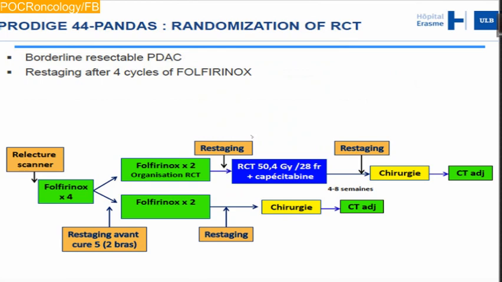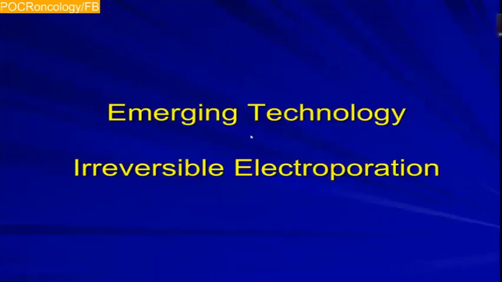This is a French trial, FOLFIRINOX chemo radiation versus FOLFIRINOX followed by surgery. So there's a lot of ongoing trials for neoadjuvant treatment. Hopefully, we will find a way. My approach is to start with FOLFIRINOX only, and based on the performance and the response of the patient, take him to surgery. And the other new thing that we're talking about is called irreversible electroporation.